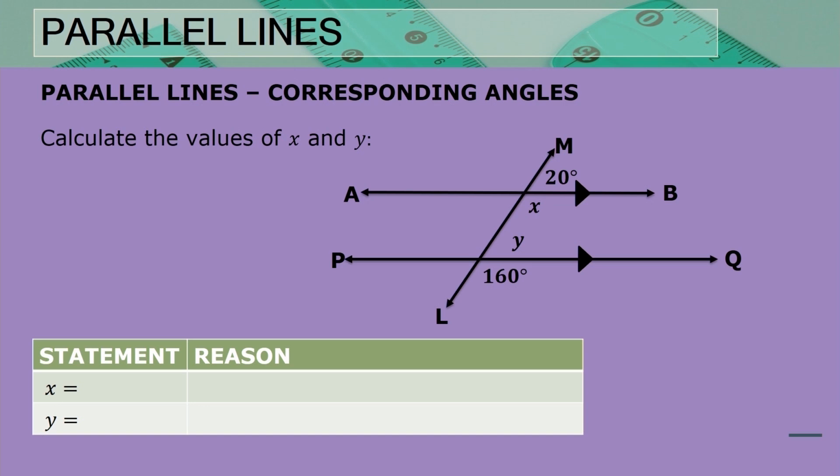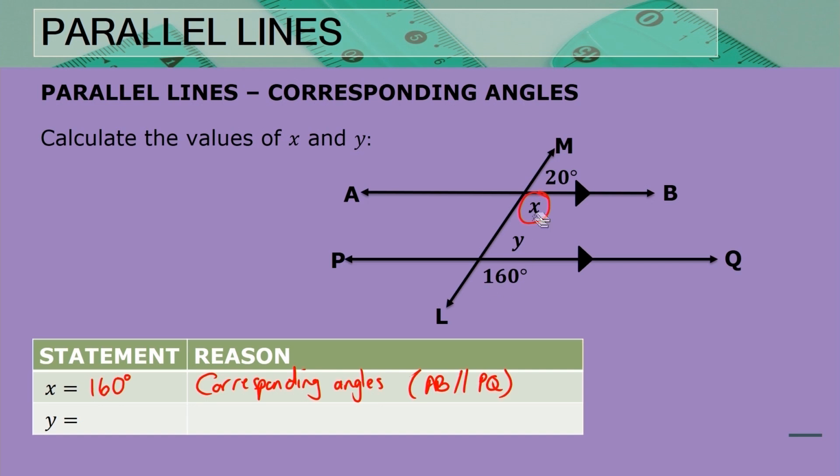So calculate the values of x and y. Let's look at angle x. It occupies the same relative space as 160 degrees. So that means that angle x and that 160 degrees are equal. Why are we saying this? Because one, the angles are corresponding. So these are corresponding angles, and on top of that, it is because AB is parallel to PQ, and that is why those two angles are equal.